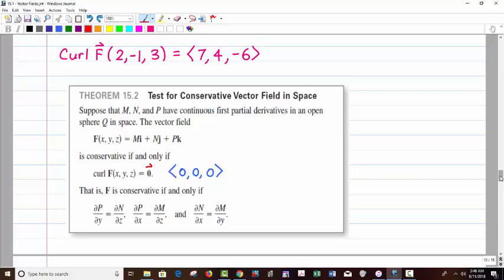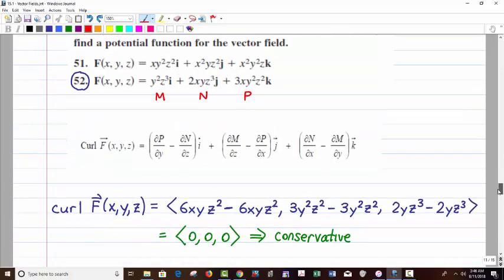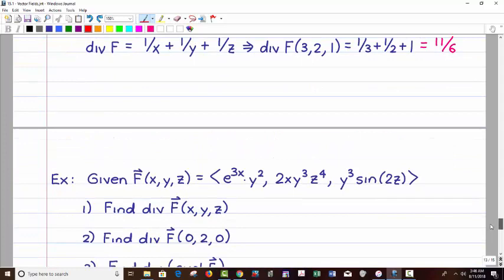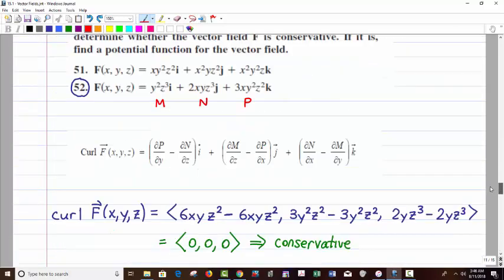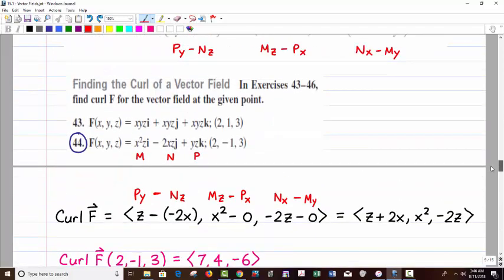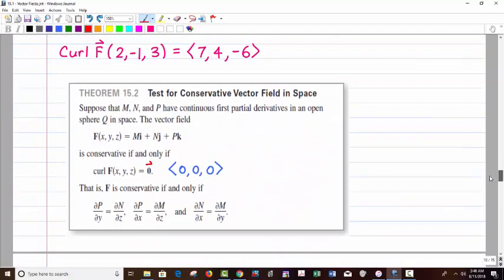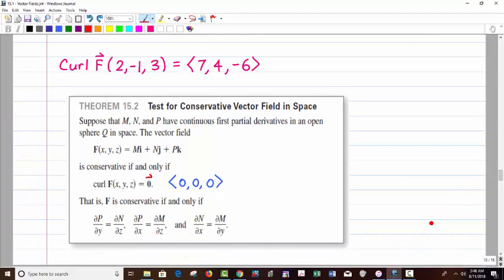I think I did a curl, yeah. Let me see, okay. All right, so there we have it. Now let's look at the next topic.